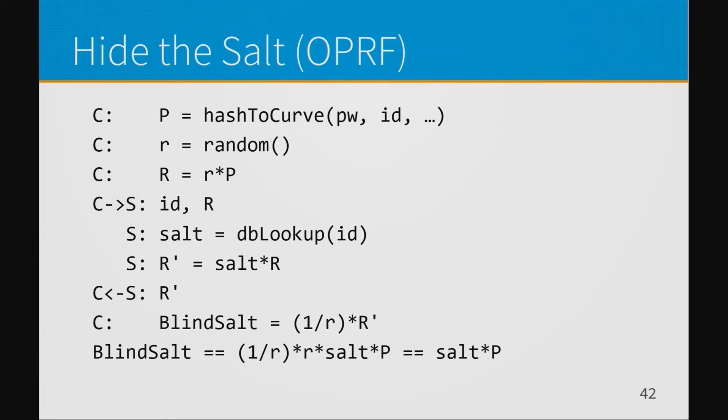So, hiding the salt with an OPRF, an oblivious pseudorandom function. Basically, you do the same thing where you hash to curve with your password. Then you blind it with a random value and send that over to the server. They apply the salt like a private key and send that back to you, and then you unblind it by scalar invert and scalar point multiplication.